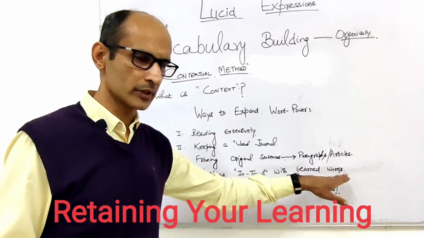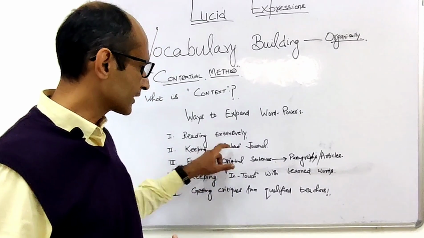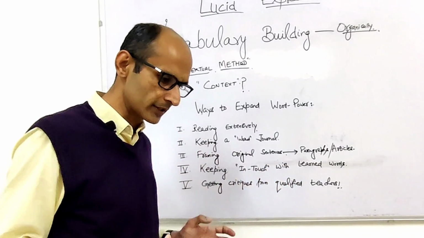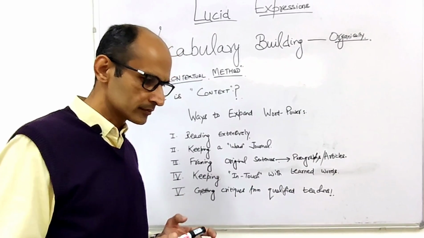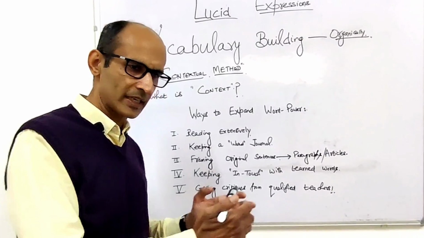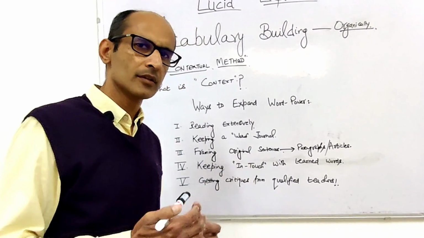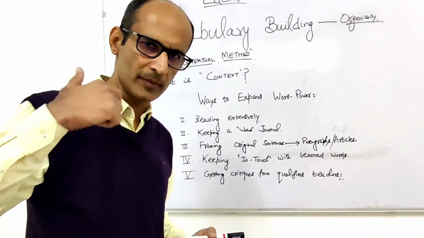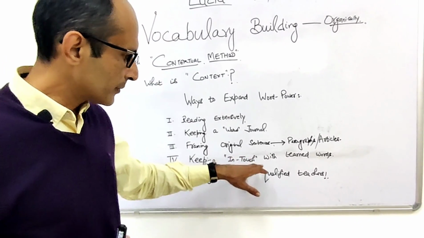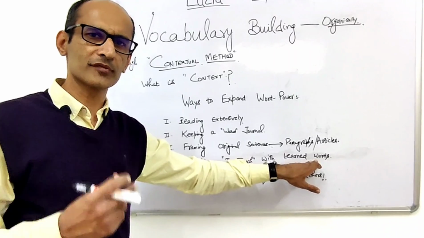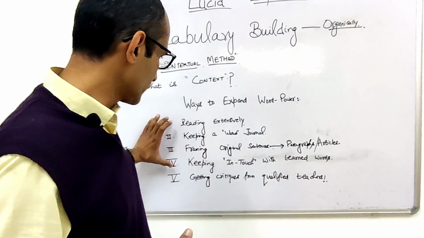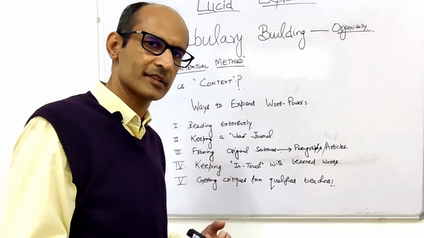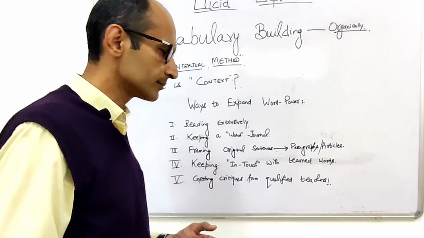Four, keeping in touch with learned words. Keeping a word journal will help with this. Sometimes what happens is we come across a new term and then we kind of forget it or forget to use it for say 6 months, 8 months, 1 year's time, and it begins to fade out of our memories. So you have to keep in touch with what you have learned. You have to use those words regularly, and all these points will help with that, reading extensively, because you'll keep coming across certain words time and again.